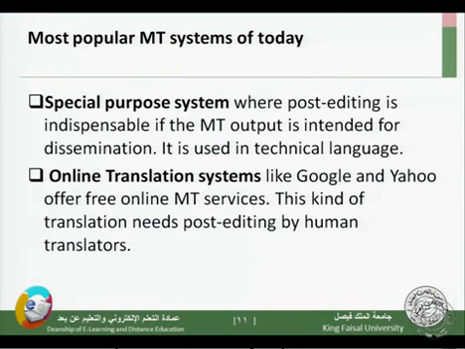Now, the second type of systems is called online translation systems. I'm sure most of you have tried it. If you want to know the meaning of a word, you check Google and you get the translation. We have Google Translator, Yahoo Translator. I know they offer free machine translation online, but this type of translation, I warn you, needs a lot of editing. It means a human translator should intervene and make sure that it's correct.